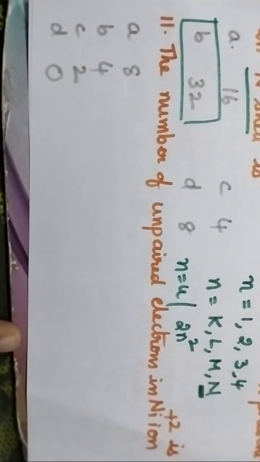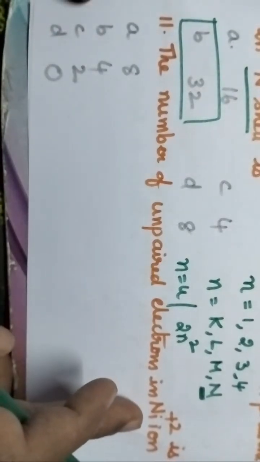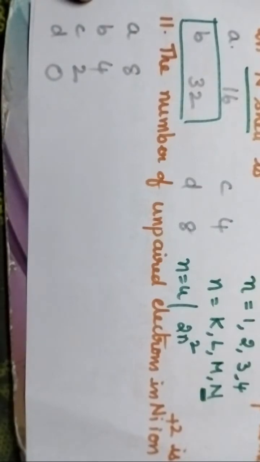Coming to the 11th question. The number of unpaired electrons in nickel plus 2 ion is.